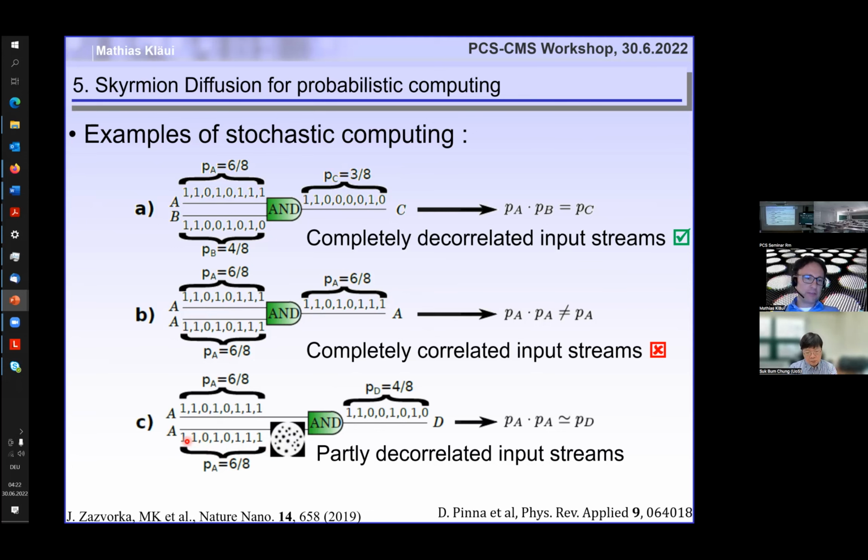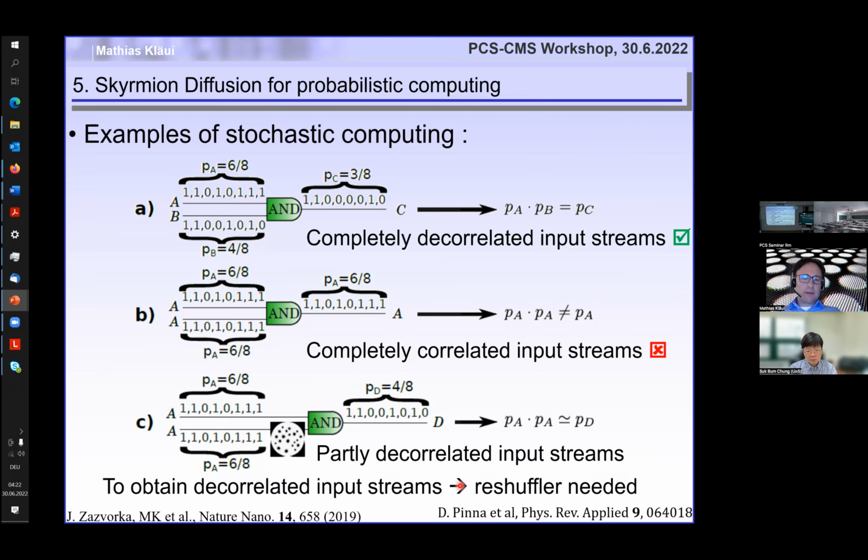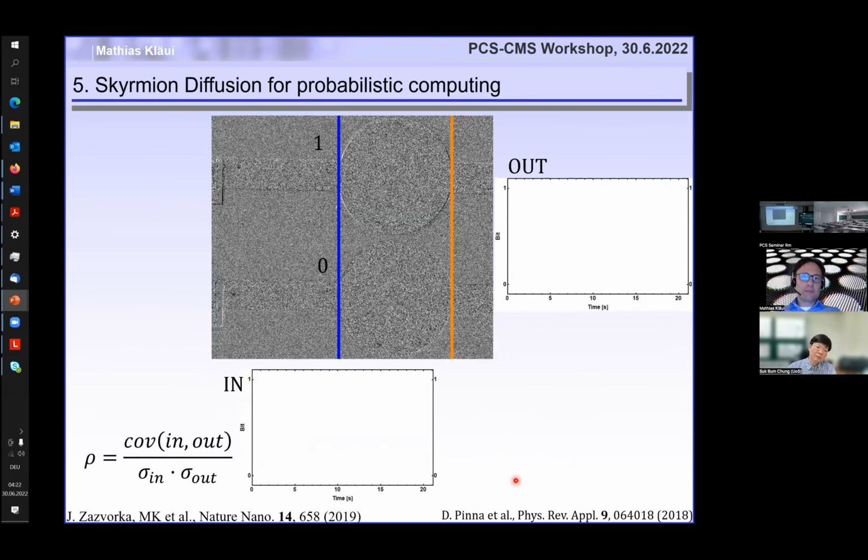So maybe instead of 1, 1, 0, 1, and so on, we should have 0, 1, 0, 1, or whatever. In the end, the important thing is that the total amount of ones and zeros stays the same, but the order is shifted around. And this we tried to actually implement by a reshuffler. So here's our reshuffler. Now the reshuffler makes use of our thermal excitation.